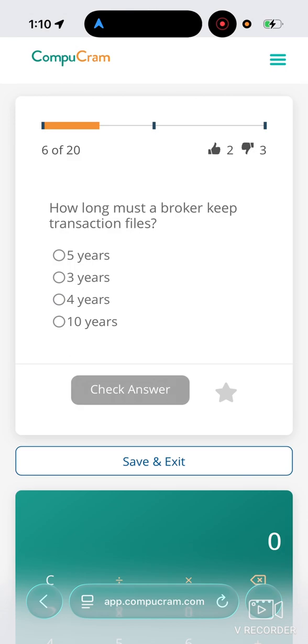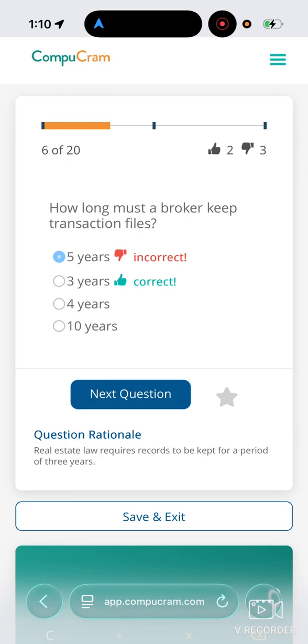Question number six. How long must a broker keep transaction files? 5 years. It's 3 years. Boy, I thought I knew it. 3 years. Real estate law requires records to be kept for a period of 3 years.